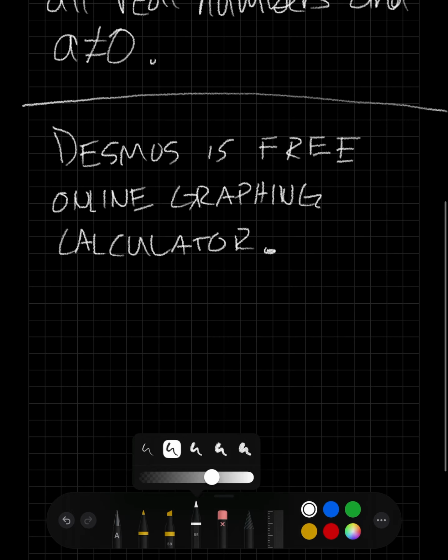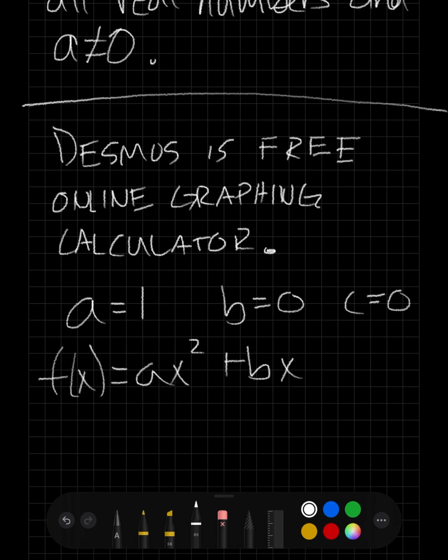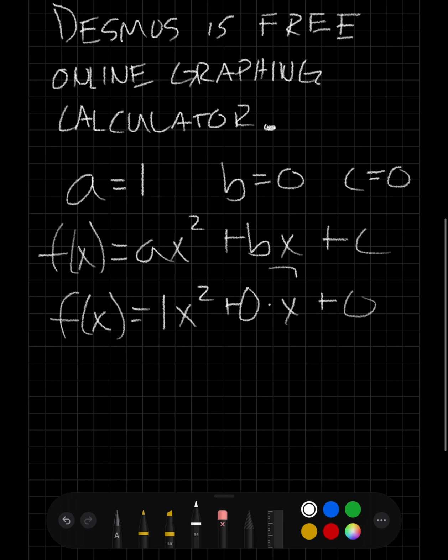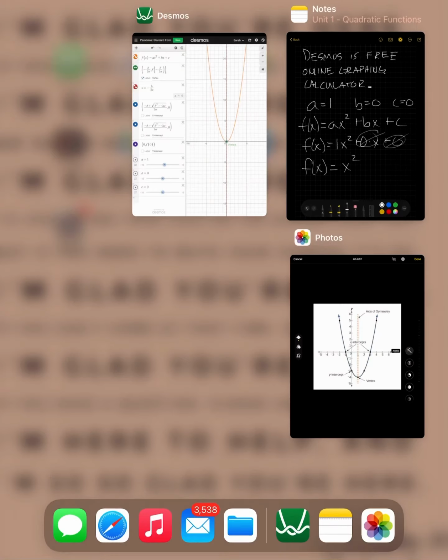So the first thing when we look at it, I'm going to set a equal to 1, b equal to 0, and c equal to 0. So our general equation, ax squared plus bx plus c, is actually going to be 1x squared plus 0 times x plus 0. And then, of course, these we can simplify away. And so we'll be looking at this example to start with. f of x is equal to x squared. And then as I change our a, b, and c, we'll change that graph a little bit. So let's take a look.